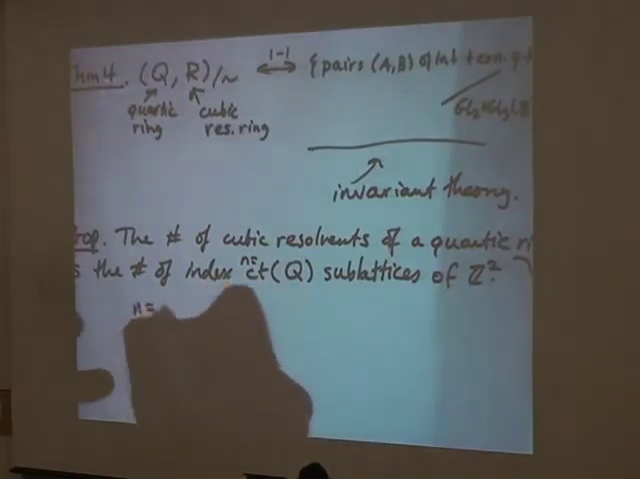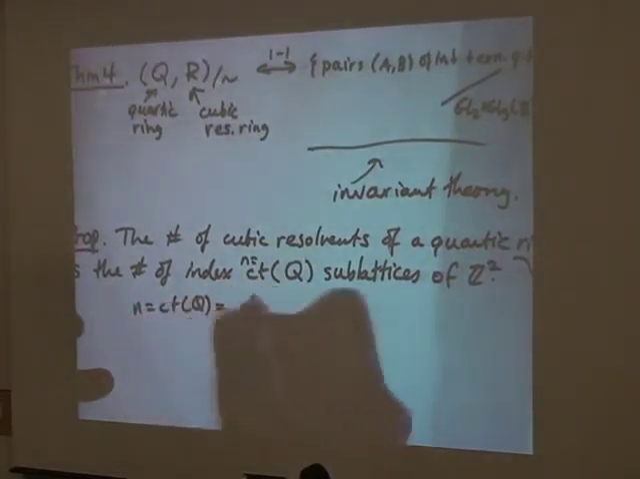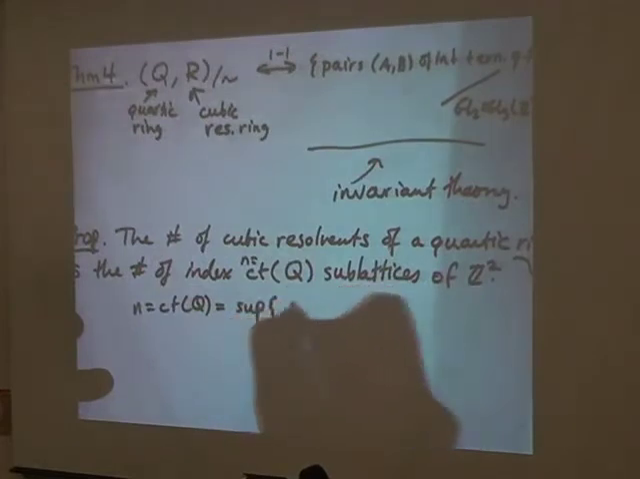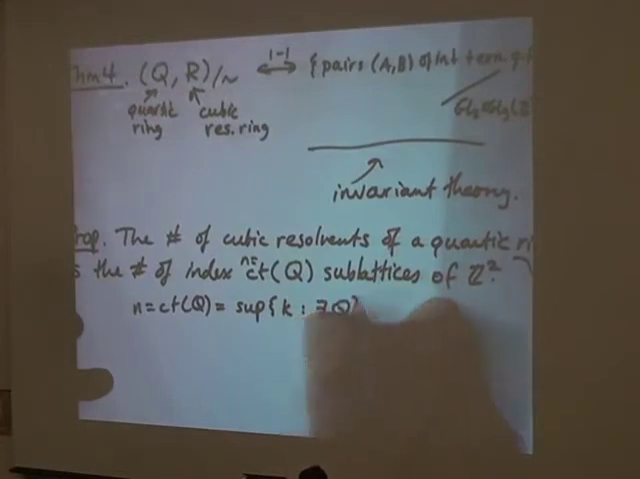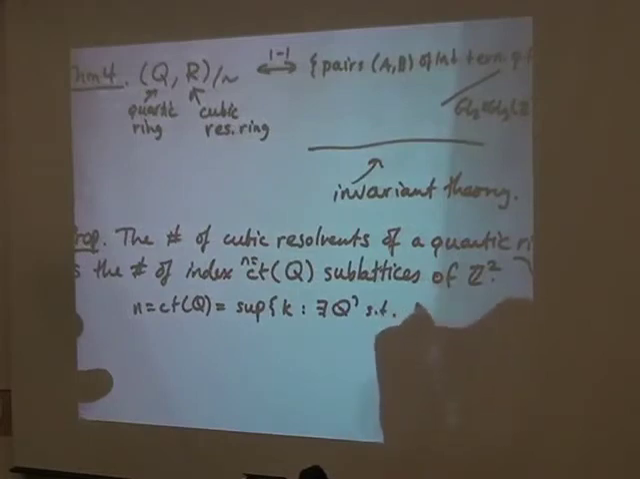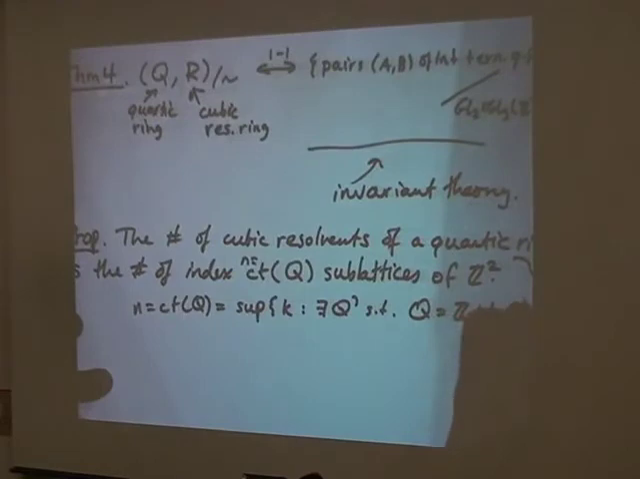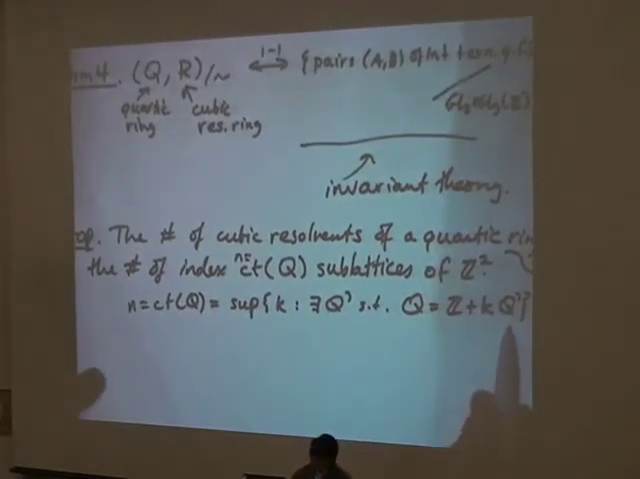n is defined as the sup of all k such that there exists some quartic ring Q' such that Q equals Z plus kQ'. So given any quartic ring Q', you can always multiply it by k, by taking all the structure coefficients and multiplying them by k. And that's this ring. So Z plus kQ' is a ring for any Q' and any k.